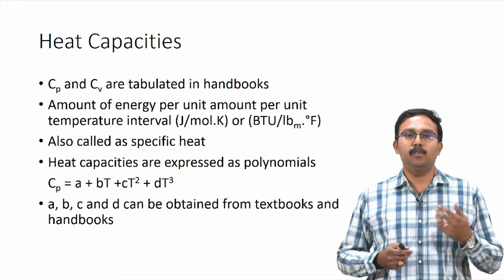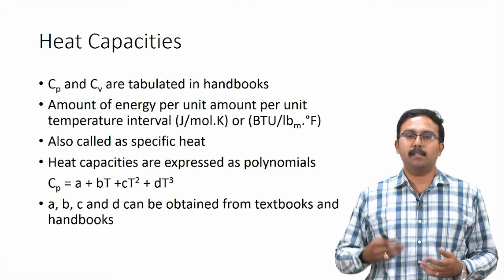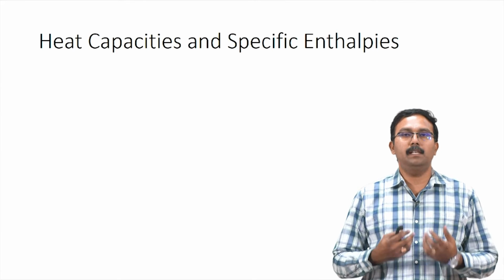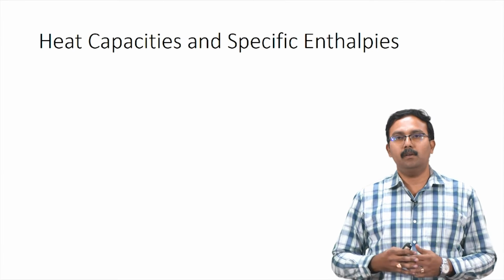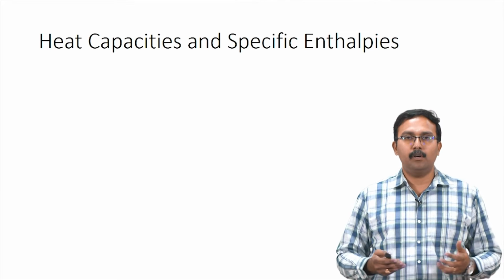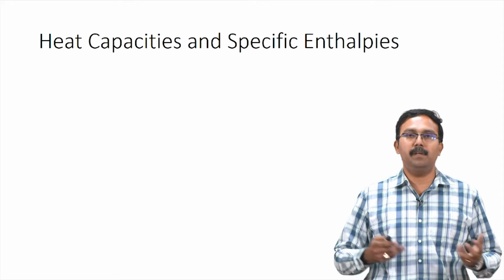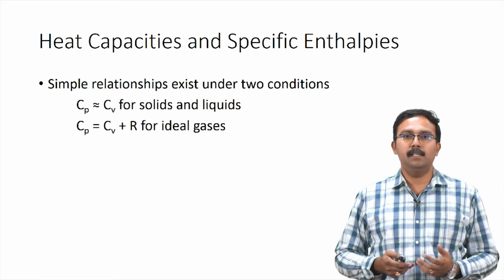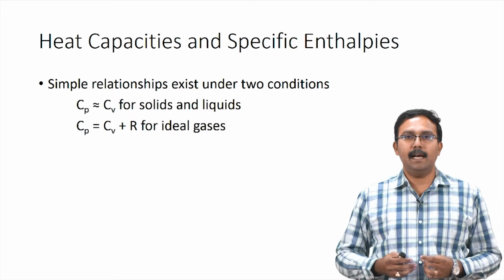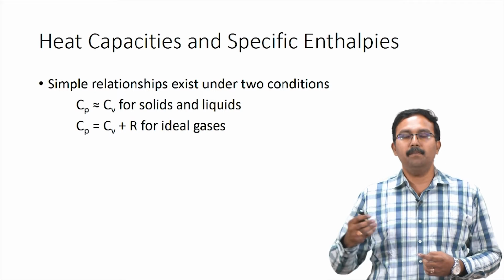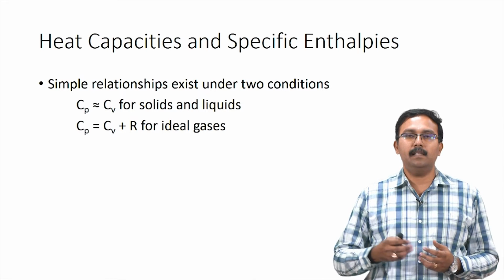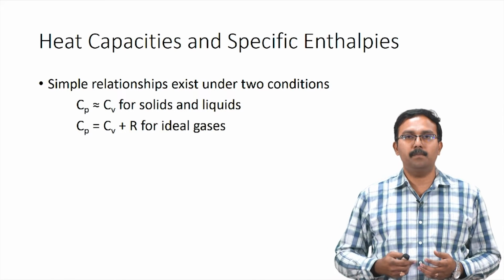So, you can get these values for A, B, C and D from any textbook or handbook. In many cases, the textbook or handbook would actually list only Cp values, and you might have to calculate internal energy, which means you would need Cv values. So, there are simple correlations which can help you calculate Cp from Cv. For solids and liquids, Cp is approximately equal to Cv. For ideal gases, Cp equals Cv plus R. So, these are the simple correlations which you can use for calculating Cp from Cv or Cv from Cp.